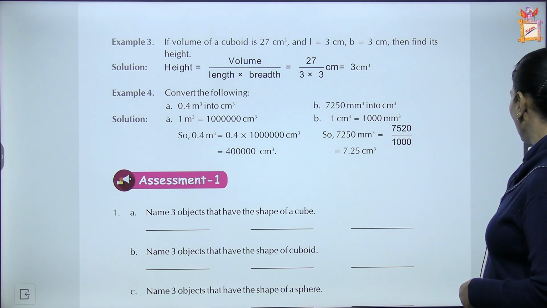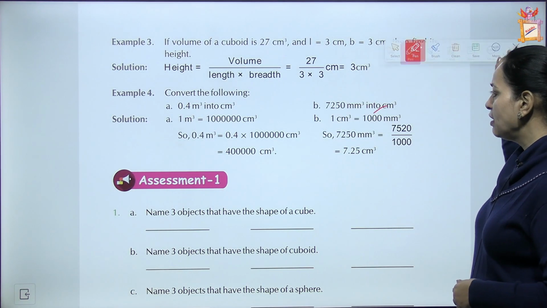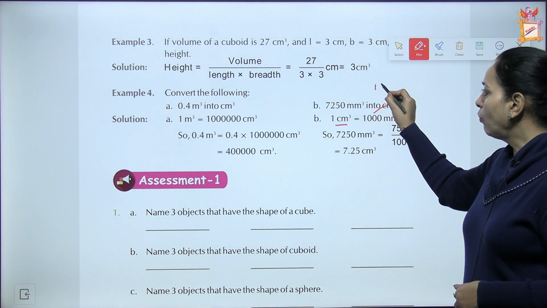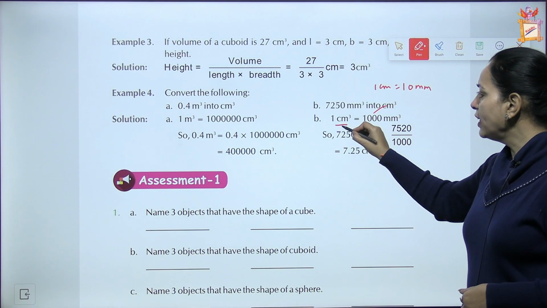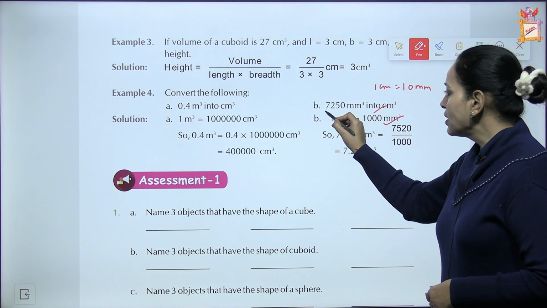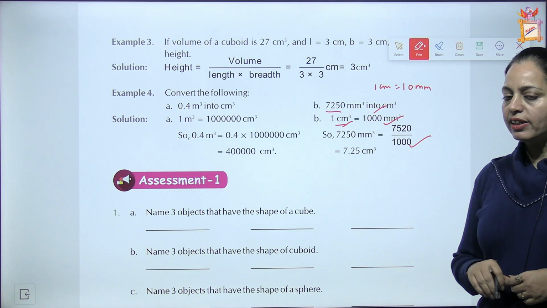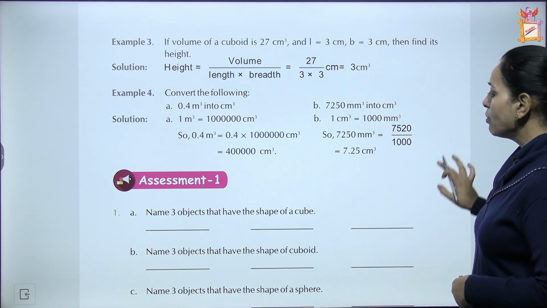Now B part, 7250 millimeter cube into centimeter cube. You know 1 centimeter equals 10 millimeter. So 1 centimeter cube equals 1000 millimeter cube. So we will divide this number by 1000. This is the answer.